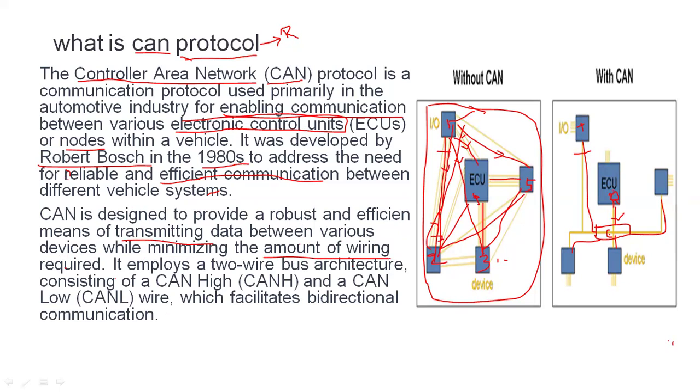It employs a two-wire bus architecture, with a CAN high wire and a CAN low wire. That's why it's called wired AND logic. How the wired AND logic works, I will tell you in the next class. This is the basic thing of the CAN protocol, and next we will move on to the properties of the CAN protocol in the next classes.